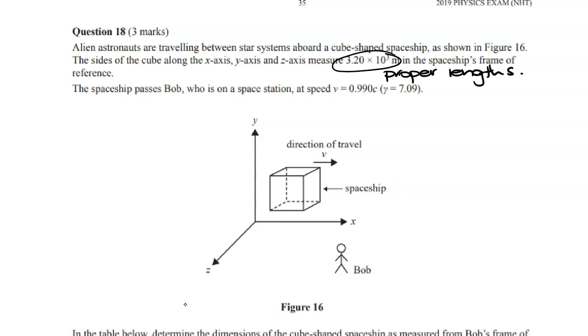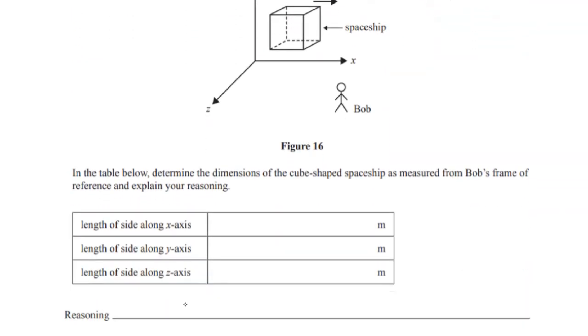So the spaceship passes Bob, who is on a space station. We're told the value of V, and very kindly they've told us the value of gamma for that value of V in the table below. We want to determine the dimensions of the cube-shaped spaceship as measured from Bob's frame of reference. So remember, he's going to be measuring L, which is the contracted length.